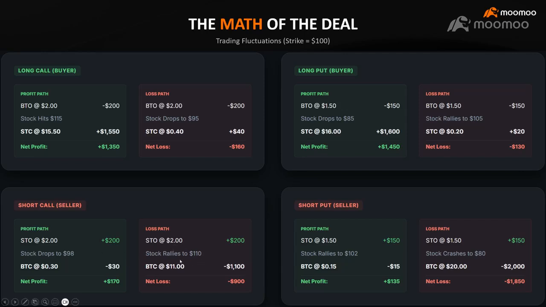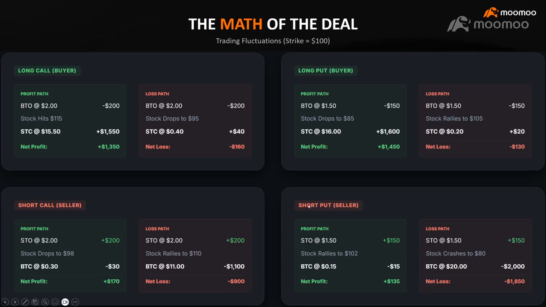What is the losing part? What if the stock spiked up to $110? You collected the $200 premium. Because the underlying goes up, the call option premium goes up, and your premium is trading at $11. You have to use a higher price to buy back to close your position. You collected $200, you have to pay $1,100. So your net loss will be $900.